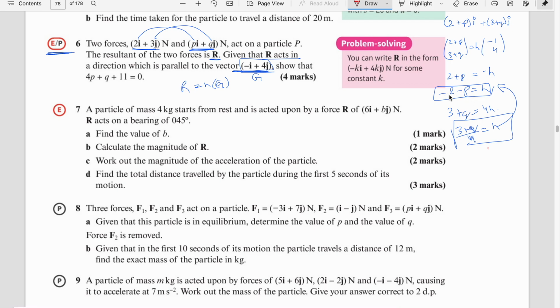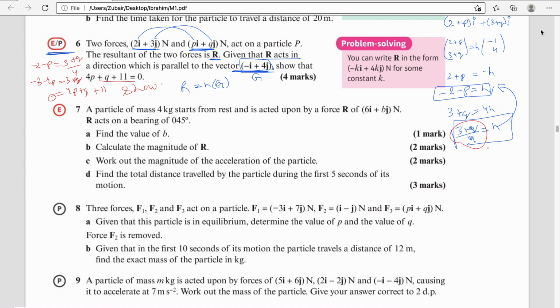So once I replace, this is minus 2 minus p is equal to 3 plus q by 4. Now we simplify. 4 on the other side makes it minus 8 minus 4p is equal to 3 plus q. Now rearrange. Taking p on the right hand side becomes 4p. q is already there. Bringing 8 on the other side, 8 plus 3 is 11 equals 0. Shown. Any confusion?